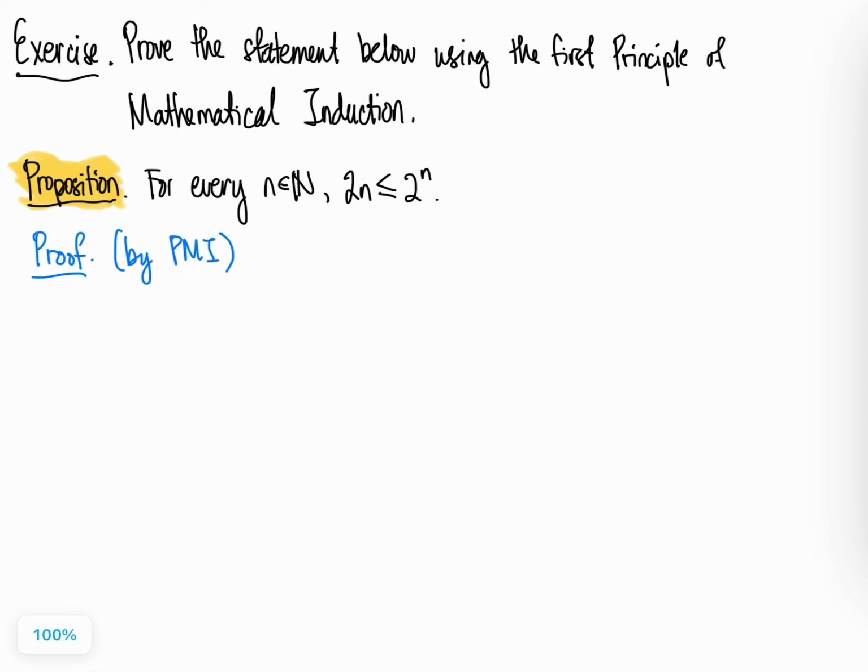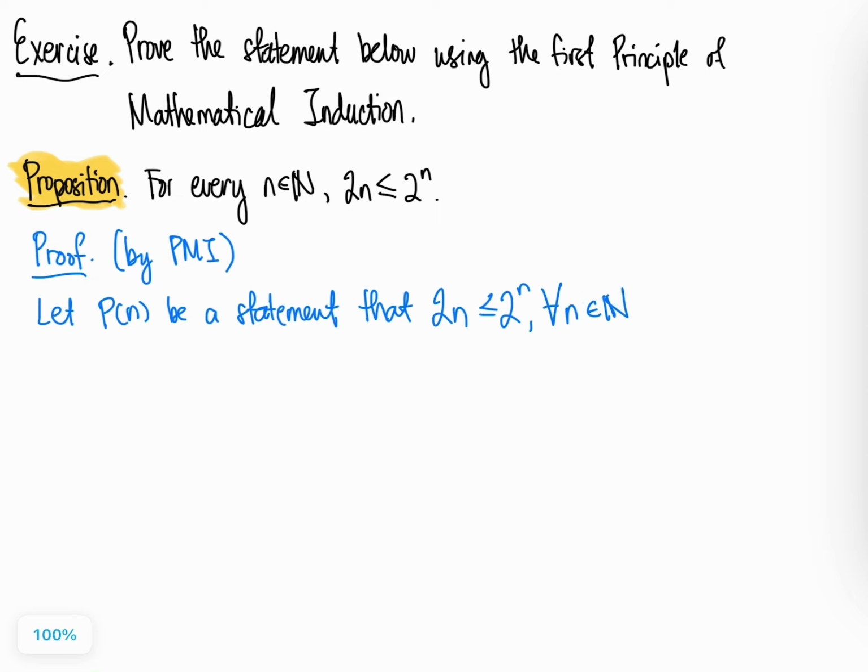So we're first going to start with an opening statement. We will let P of n be a statement that means 2n is less than or equal to 2 raised to n, and this is good for all n in the natural numbers. Okay, so that's our opening statement. We're going to continue with our base step.